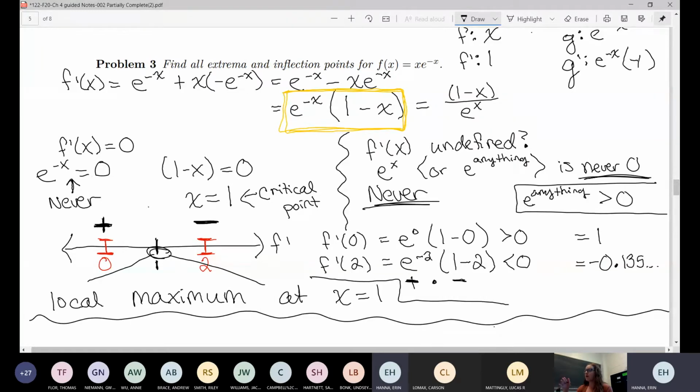Inflection points. So remember to find the inflection points, that's the new thing that we talked about on Friday. This is where the second derivative changes sign, where the original function changes concavity. So we need the second derivative.